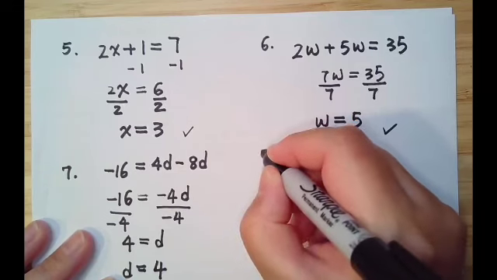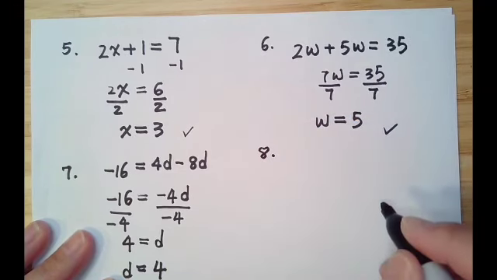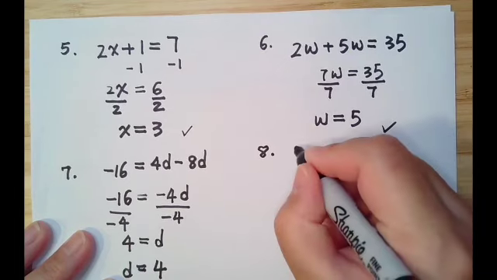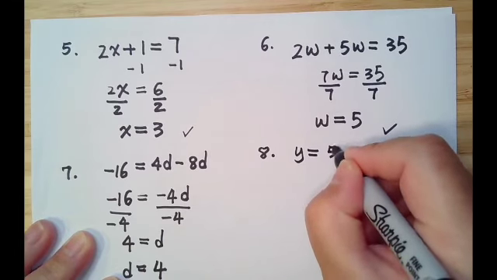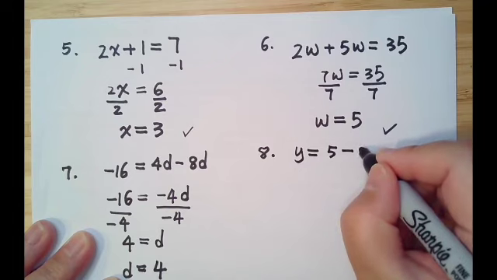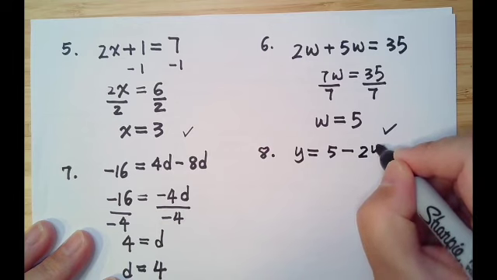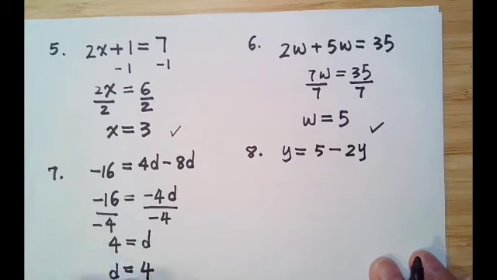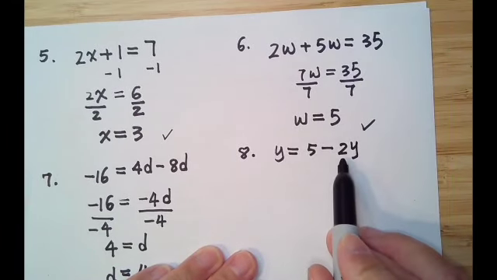All right, now number 8. Okay, we have y equals 5 minus 2y. It's a little hard, huh? We have a y term here. We have a y term here.